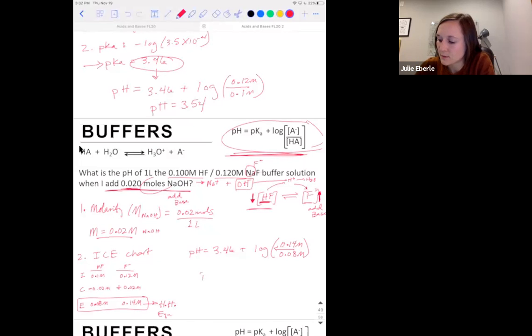What's our new pH? So do 3.46 plus the log of 0.14 divided by 0.08.